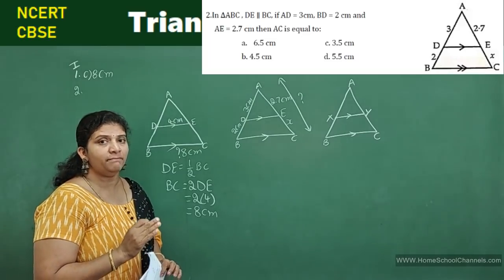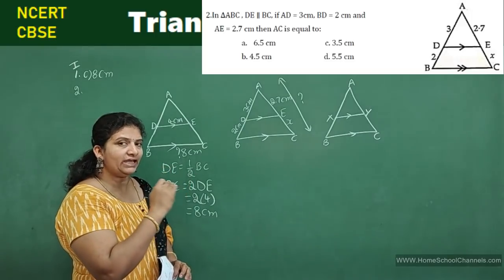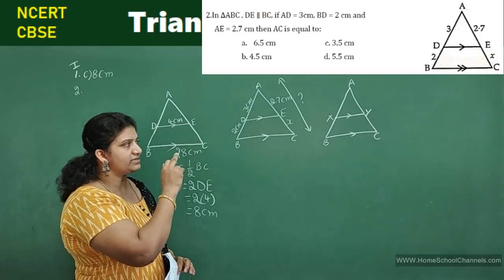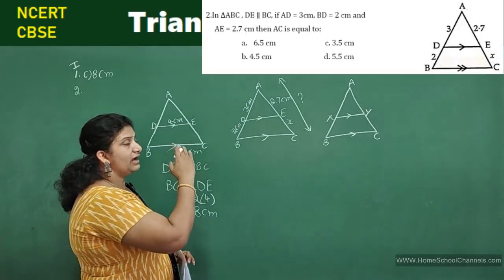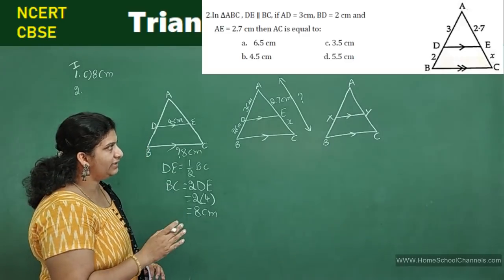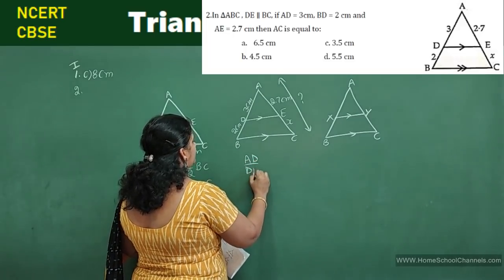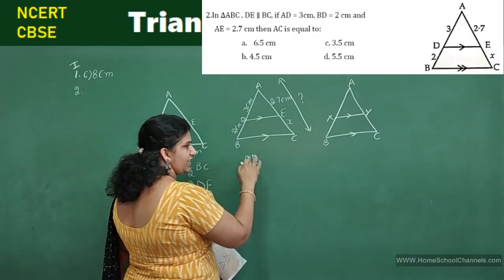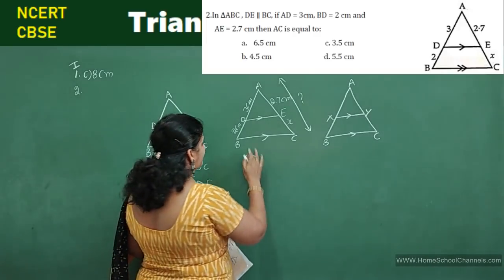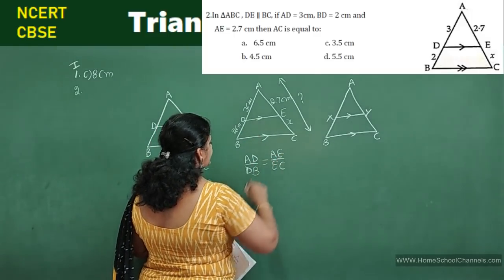Immediately we remember the basic proportionality theorem. If a line is drawn parallel to any one side of a triangle, intersecting the other two sides at two distinct points, then the other two sides are divided in proportion. If DE is parallel to BC, we can apply the BPT ratio. The BPT theorem is also called Thales theorem. AD by DB equal to AE by EC.